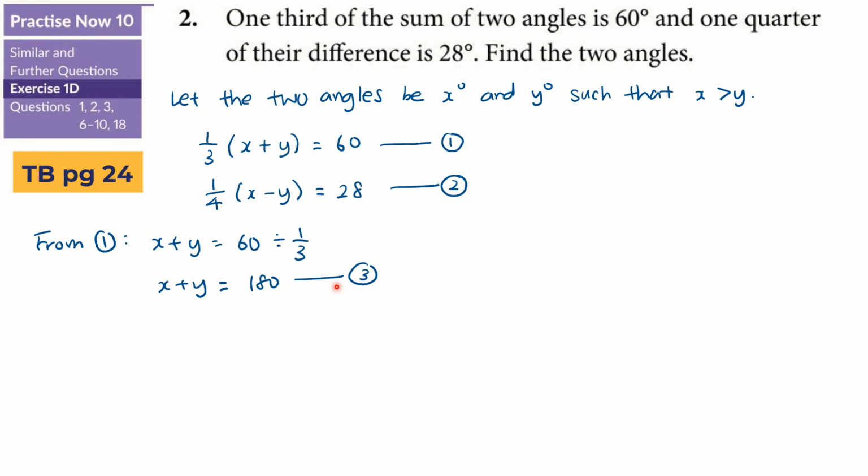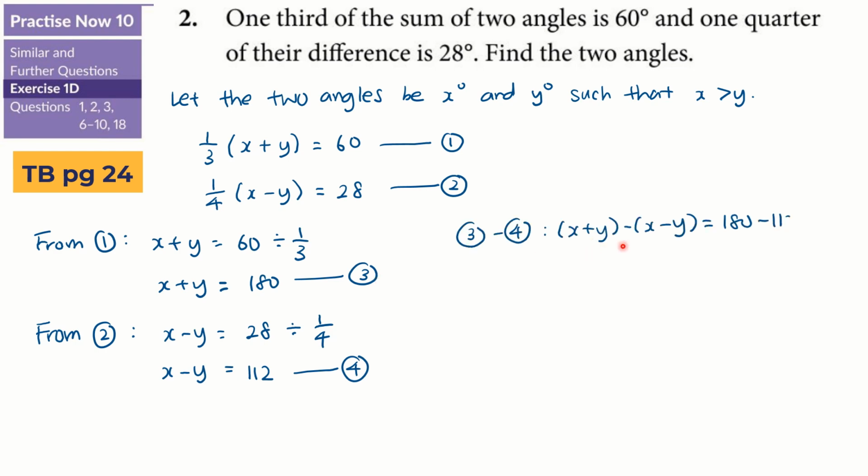We do something similar to our second equation. So we will have x minus y equals 28 divided by 1/4, and therefore x minus y equals 112. And that gives us our fourth equation. With our third and fourth equations, we can do the elimination method. If you prefer the substitution method, go ahead. But in this case, doing the elimination method, I would consider eliminating x, and that can be done by taking equation 3 minus equation 4.